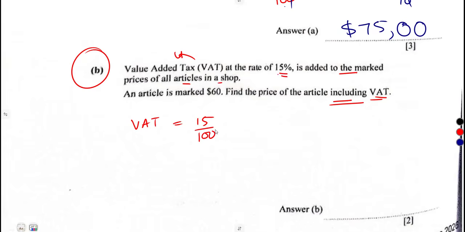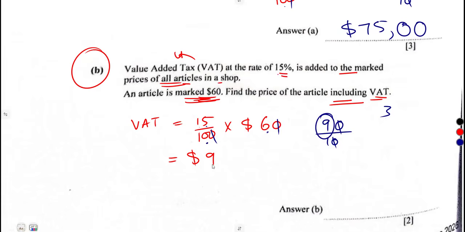It is 15% of what? The marked price. 15% of all articles, which is the marked price, $60. This is our VAT, the exact value, the money that is going to be added, the amount to be added to what we're given. So you can simply play around, cancel this, 6 times this, that's 30, 6 times 1, that's 6, plus 3, that's going to be 9 over 10. So cancel, that's going to give us $9. So our VAT in terms of the amount is $9.